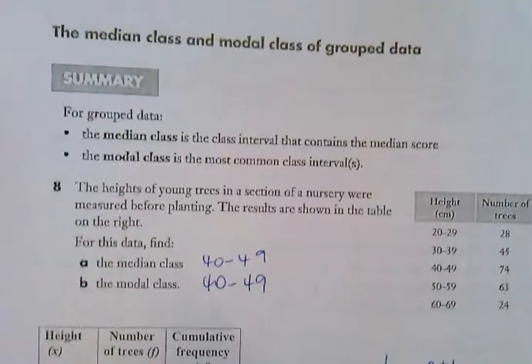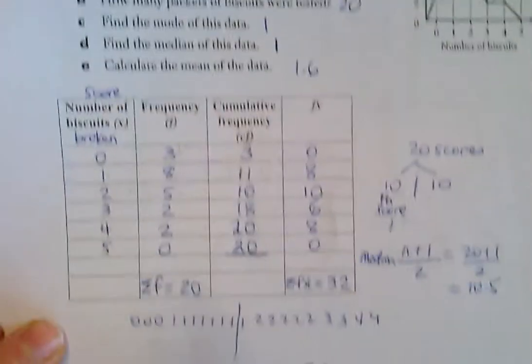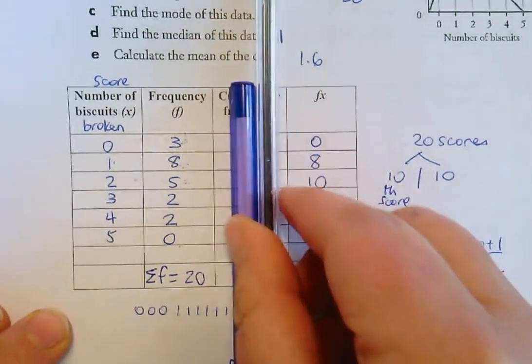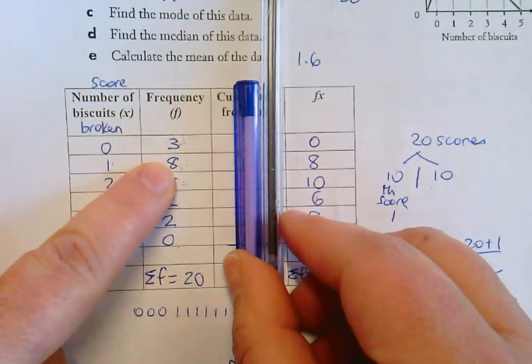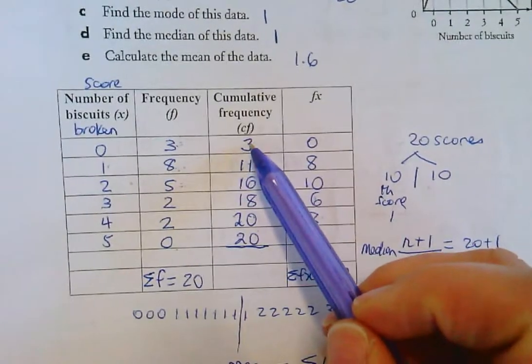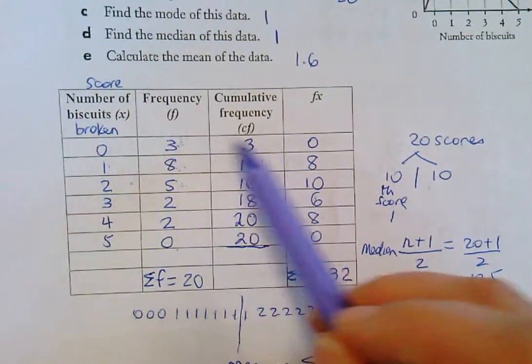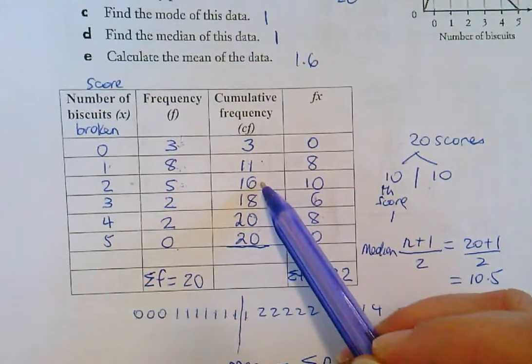Just looking back at this booklet 902, the median and the mode, we did cumulative frequency a few times. We did it in question 7 where it said number of biscuits broken, the frequency was 3, right? For 0 biscuits broken. The frequency was 8 for 1 biscuit broken. The cumulative frequency is the running total of the frequencies. So far 3 frequencies, then 3 plus 8 is 11. 11 plus 5 is 16.